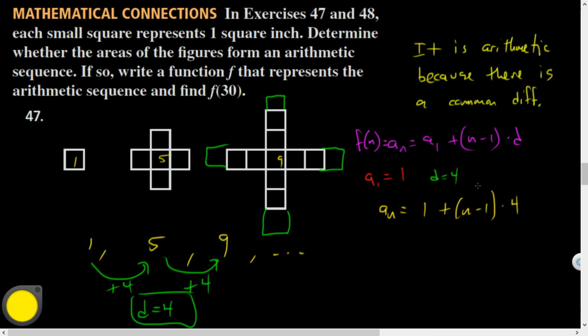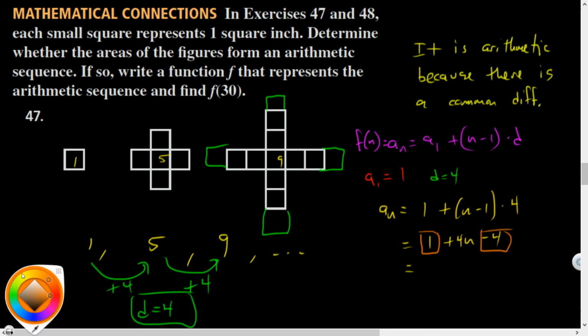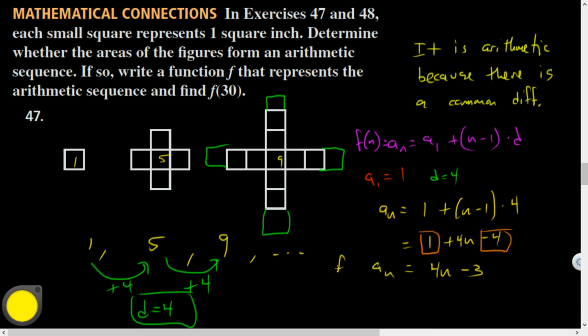We could simplify this. Let's distribute. So that would be the same as 1 plus 4n minus 4. What's that simplify to be? What can I combine? Yeah, because I can combine these like terms. So I could call that 4n minus 3 is equal to a sub n. I could also call that f of n. Bunch of different ways I could name that.